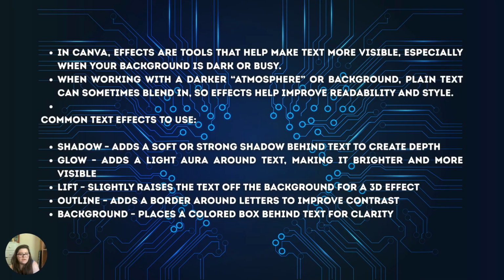And then there's common text effects to use, which is shadow, glow, lift, and outline, and also background. Shadow adds a soft or strong shadow behind text. Glow adds a light aura. Lift slightly raises the text to make 3D. Outline adds a border around the letters, and the background places a colored text box for clarity so that you can see it on a dark background or even a light background.